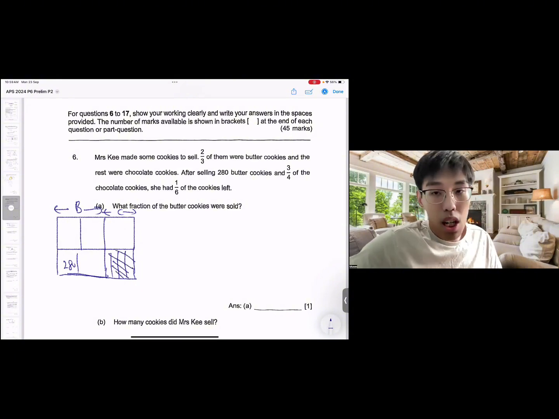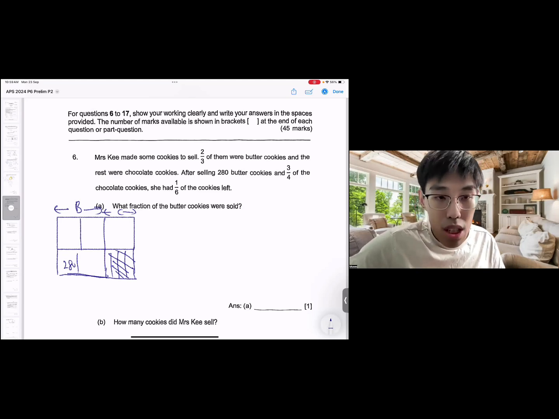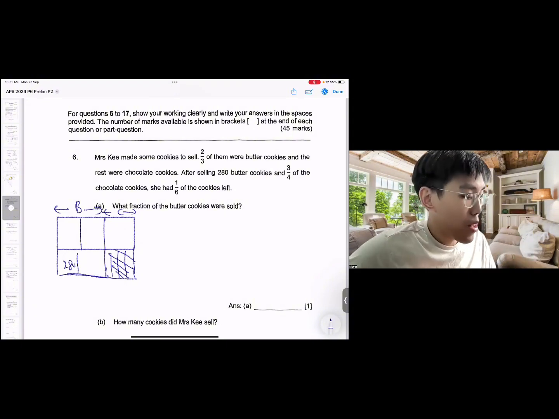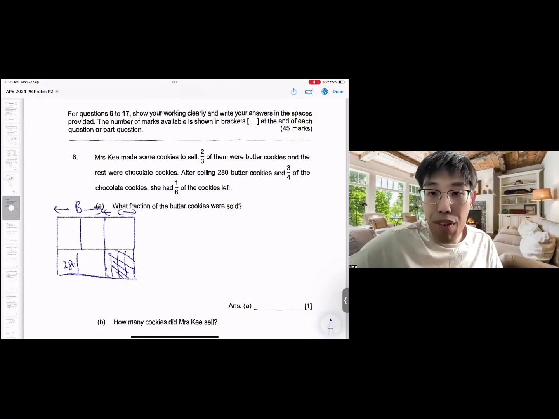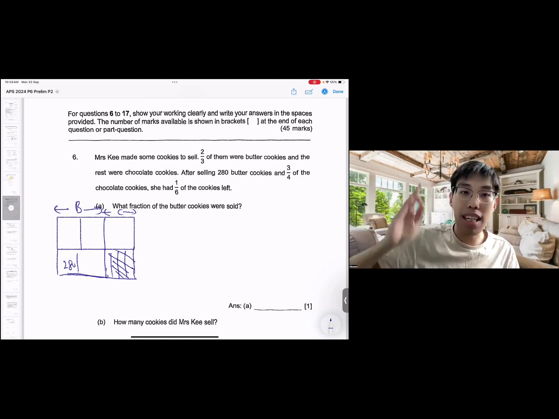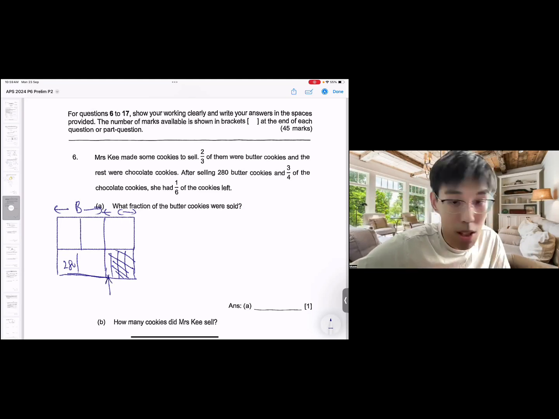She had 1/6 of the cookies left. What fraction of the butter cookies are sold? A bit not worth it for 1 mark lah, but no choice. This is an exam. Okay. From here we can see what is the fraction of the chocolate cookies left. Okay, chocolate cookies left, which is this one. I want to focus on this one.